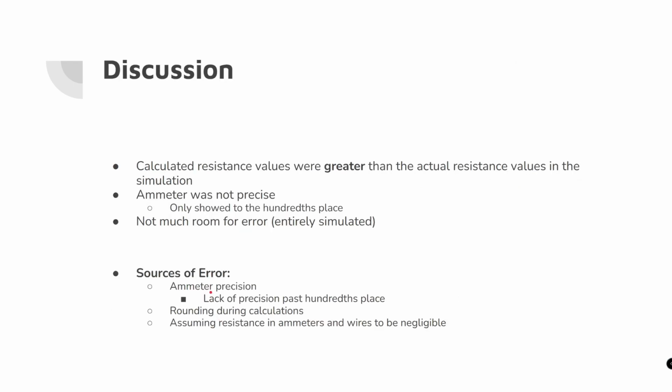So we saw that our calculated resistance values were greater than the actual resistance values in the simulation. And this is basically just because the ammeter was not precise. It only showed to the hundredths place, and there's really no room for any other error because it was entirely simulated. So our sources of error were ammeter precision, rounding during calculations, and assuming that resistance in ammeters and wires is negligible, because this was an idealized simulation and not real life.